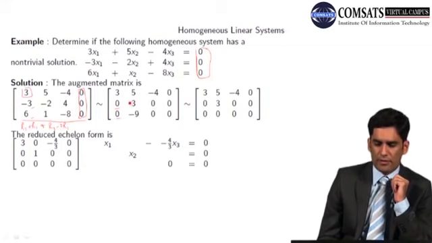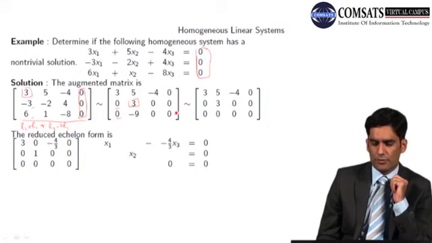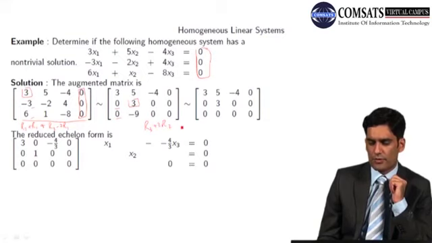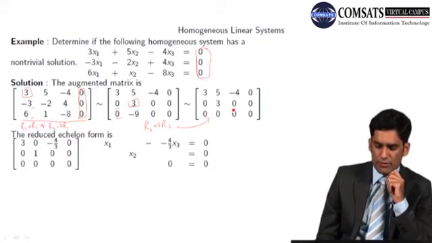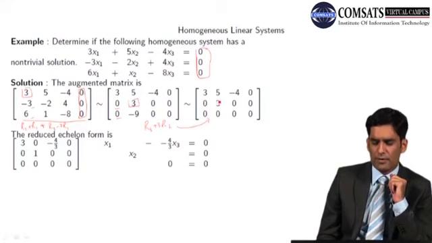Next pivot element is this one, and I have to make all the entries below this pivot element as 0. So I will do the row operation R3 plus 3 times R2, and I reach this matrix. 3 pivot elements and all entries below are 0. If I want to get the reduced echelon form, above the pivot element I have to make 0.